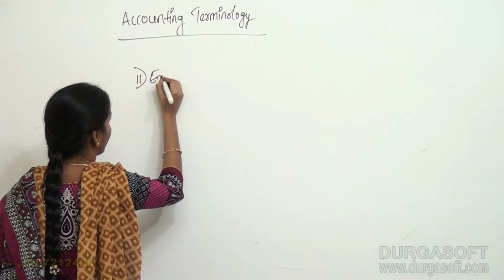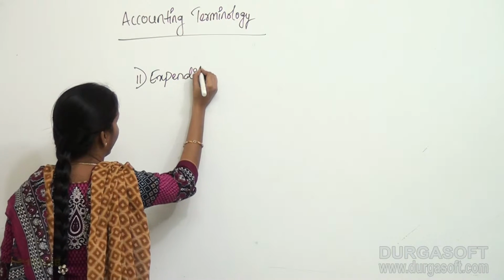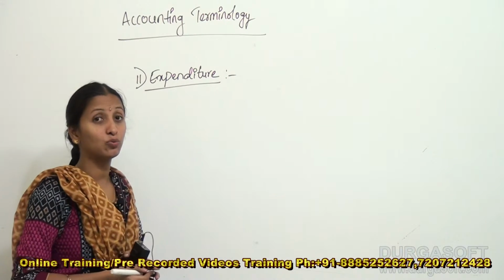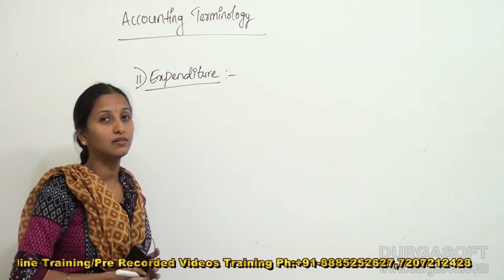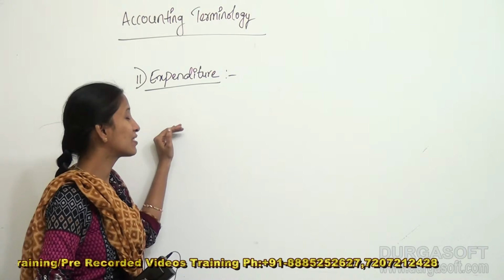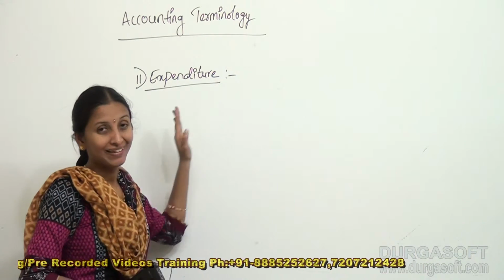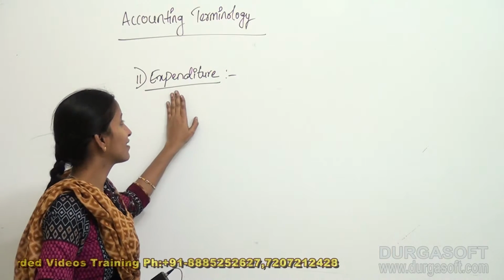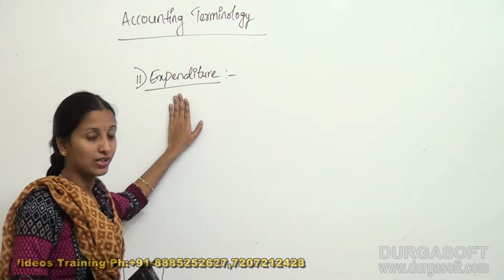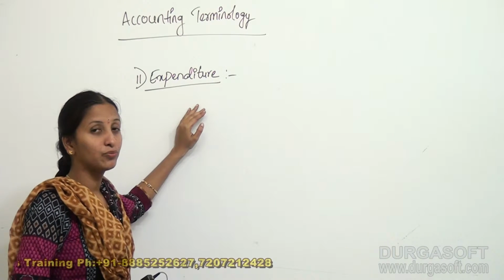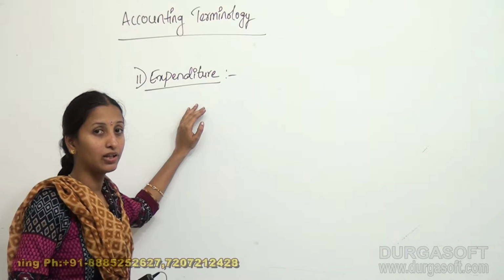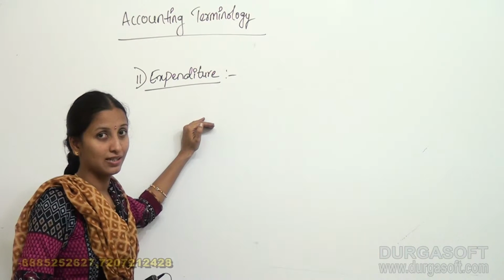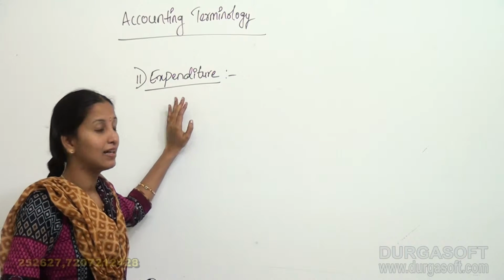The 11th one, expenditure. Expenditure means whatever is spent for the business. Whatever the owner spends for the business, those expenses are called expenditure. To run a business, first whatever we purchase or take, on that we have to make some investment. That type of investment, spending to purchase something, those expenses are called expenditures.